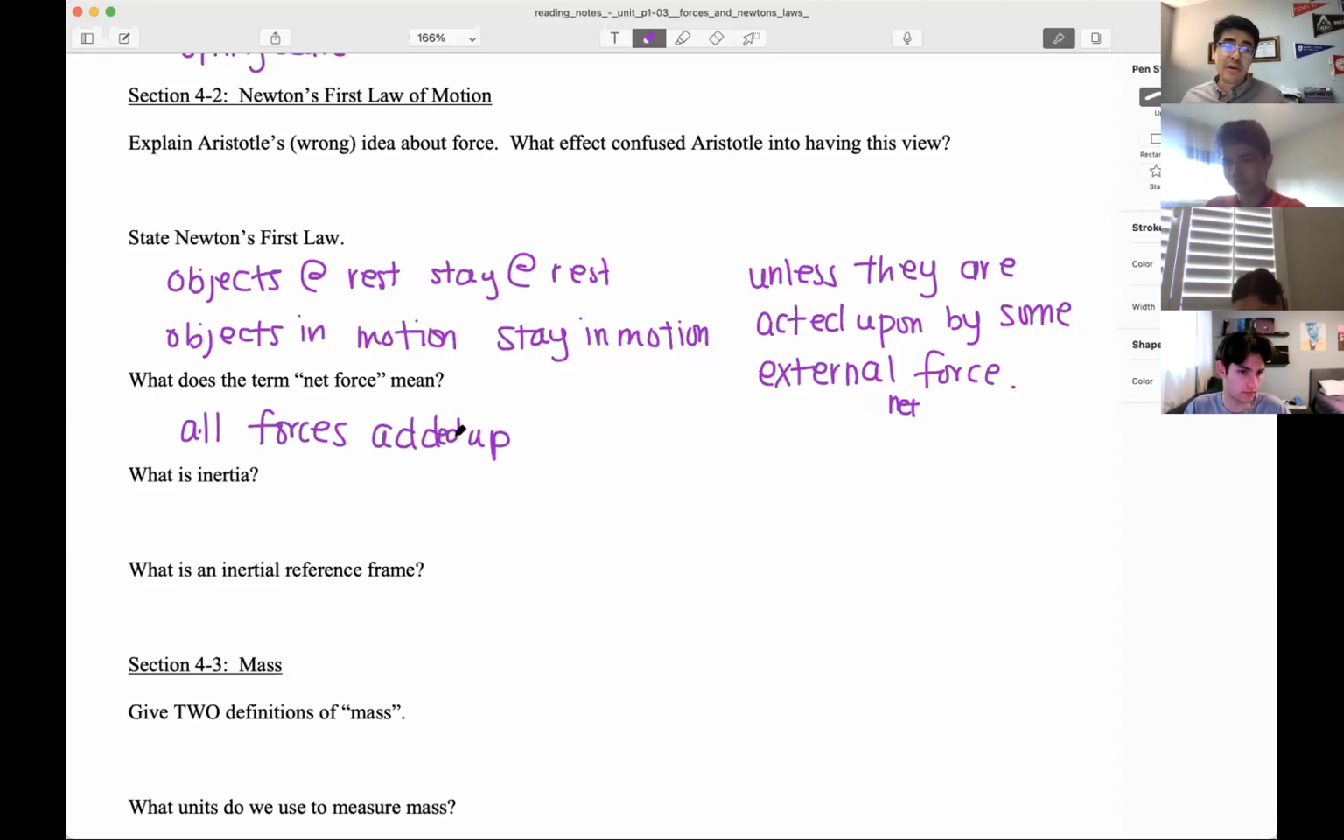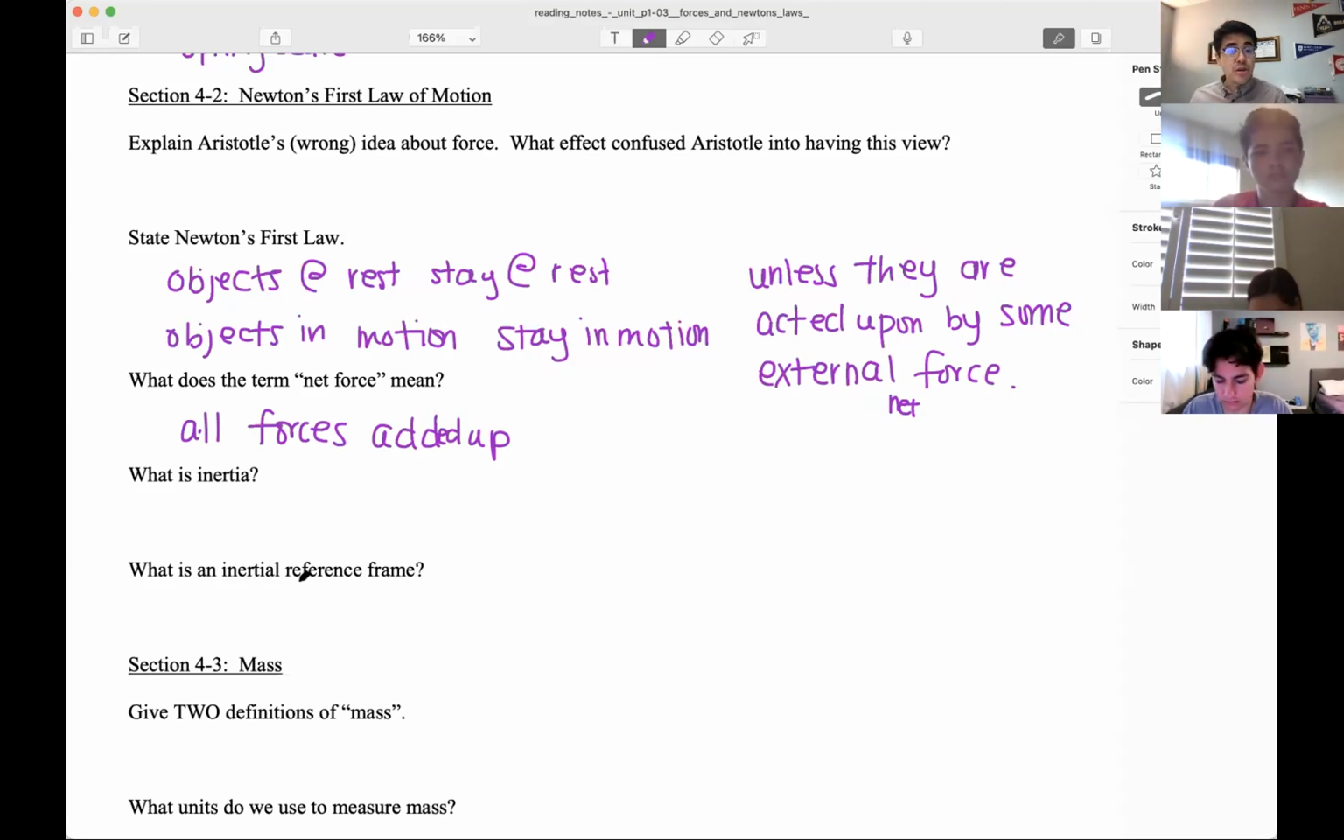Because it is possible to be acted upon by external forces that cancel out, right? If they cancel out, then I'm still not going to move. And then Tiffany gave us a good definition of inertia earlier, right? Inertia is just the tendency of an object to want to stay in motion, or the tendency of an object at rest to want to stay at rest. So we'll go with that definition.